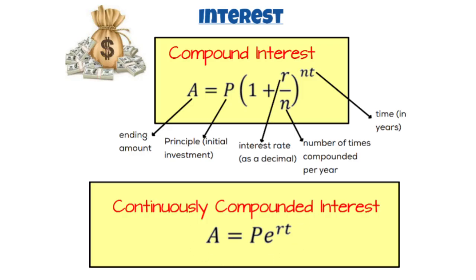We call it PERT. P is still that initial investment. E is just a number. We'll talk more about E later on. And then R is your interest rate, always as a decimal. T is the time in years that you're leaving it in there.